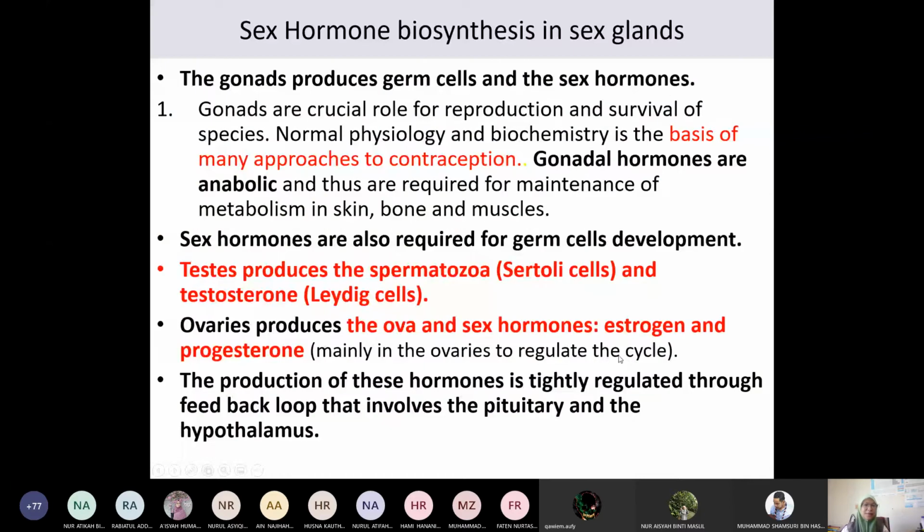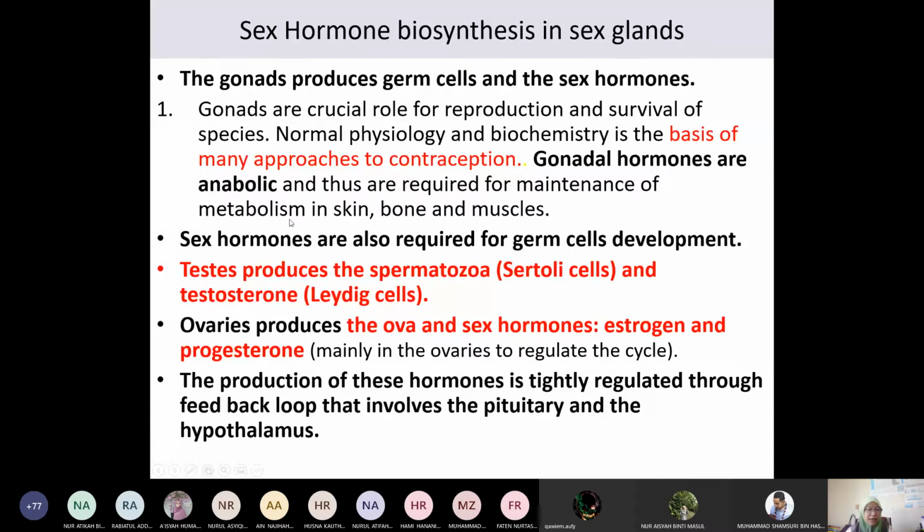Okay, so now it's time to talk about sex hormone biosynthesis. Androstenedione and DHEA are formed and transported to the sex glands, or the sex glands themselves can form DHEA and then androstenedione from the mother compound, cholesterol. Okay, basic. Once you understand sex hormone biosynthesis in the sex glands, you will appreciate the basic approach to contraception. I think the contraception lecture will be taught by Dr. Raza in my next lecture.